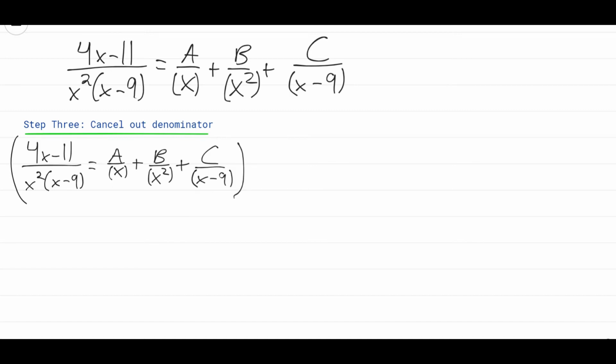Now we're going to multiply both sides by the denominator on the left hand side so we can cancel it out and have one line. So we're going to multiply this by x squared times (x - 9). This is coming from the denominator on the left hand side over here where my mouse is.